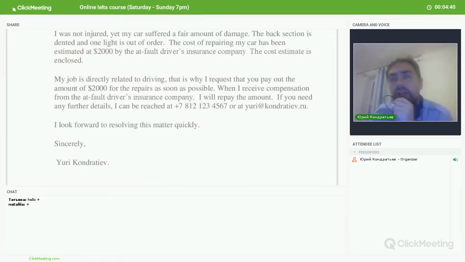What is your impression of this letter? What band? Of course, you are not specialists, you are not IELTS examiners, but what band do you think this letter would get? Can you write it in the chat? Okay, Natalia, 6.5. Can you justify why such a low score? There are no grammar mistakes. There are, well, some difficult words. It covers all the points. Tatiana thinks it's 8. Okay.